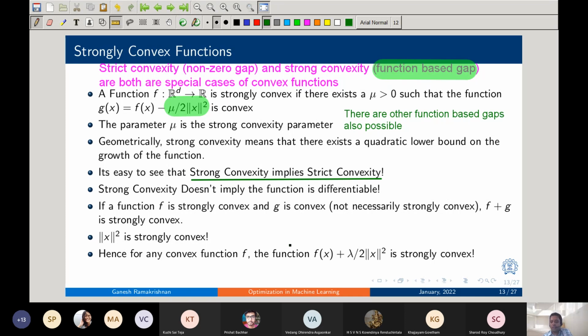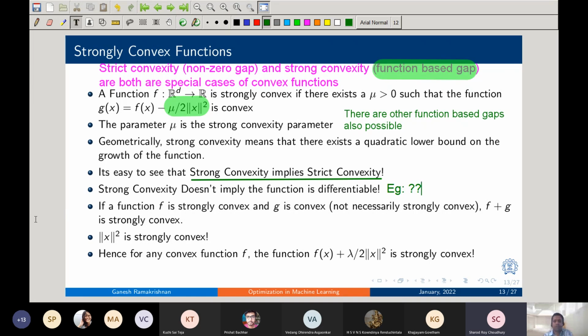But it doesn't mean that strong convexity makes a function differentiable. Can you give an example of a strongly convex function which may not be differentiable? Anyone? You may think that just because I'm adding a mu by 2 norm x square, I'm getting differentiability. Mu by 2 norm x square may be differentiable. Would anyone like to give an example? In fact, the example is very much there in our discussion. We have already discussed such an example.